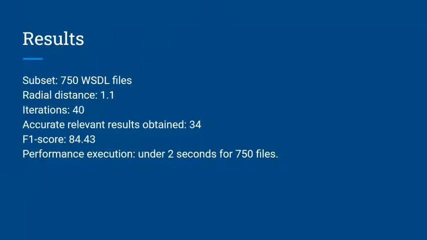So as for the results, we have used a subset of all the WSDL files, which basically was 15,300, and we have just used 750 for now. We have used a radial distance of 1.1 for the query radius function, and the iterations we have used is 40. Out of all the 40 different searches we have done, we got 100% accurate results for 34 of them. That gives an F1 score of 84.43, and all 40 searches were done in 2 seconds.